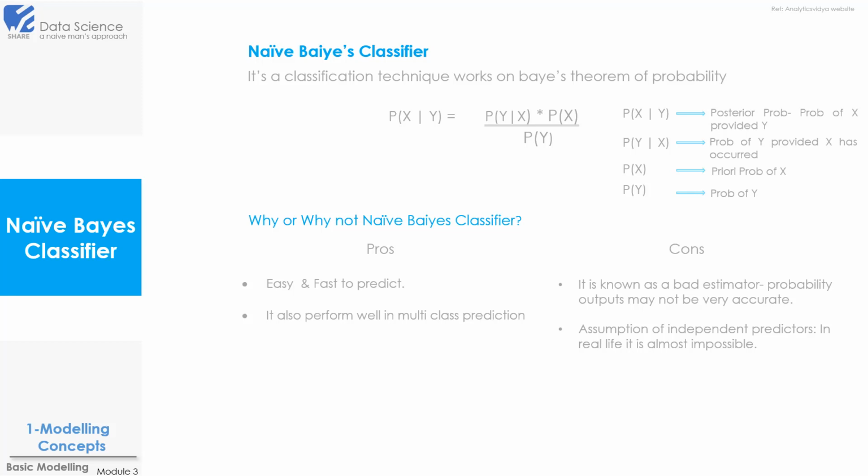But as it is a quick and easy method, hence it is also not a very good estimator. The outputs may not be very accurate. It also has an assumption of independent predictors, which in real life is almost impossible to find. For example, temperature being hot and humidity having no dependence in predicting weather.